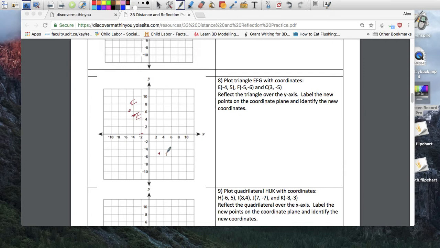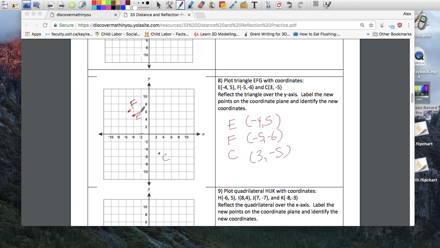Point C, EFC. So this is a weird triangle, or 3 points right there. Actually, I'm not going to plot this triangle because it's just going to look too weird. EFC, so E, this is F, and C. So we're going to cross the y-axis, so we're going to go left to right. Point F is going to be on this side, point E is going to be on this side, and C is going to jump over from the right. I'm going to go to the left. So if I write these down, it might help me. So point E is negative 4 and 5. Point F is negative 5 and negative 6. And point C is 3 and negative 5.